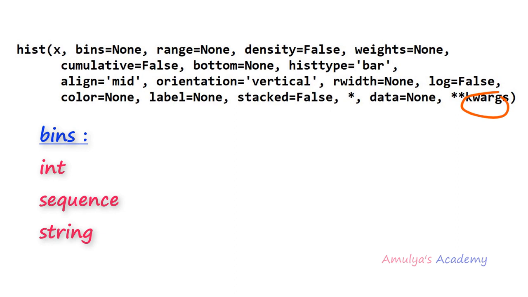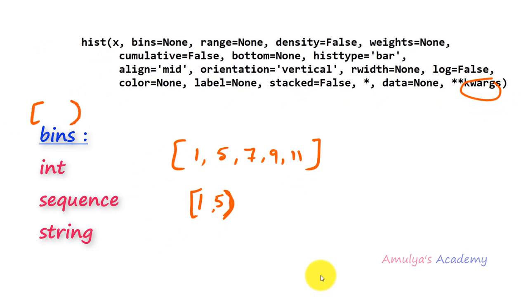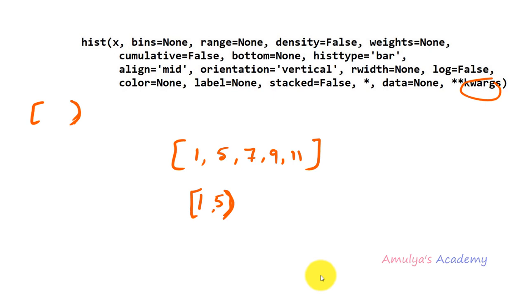Done. Next, as I said, you can take bins as a sequence also. That is nothing but you can mention the bins in a list or array. So if bins is a sequence, then it defines the bin edges like this. This is the bin edges. So what happens is 1 and 5. The first interval starts from 1 and ends at 4. It won't include 5. This bracket means included, this parenthesis means excluded. 1 and 5: here 1, 2, 3 and 4 come here.